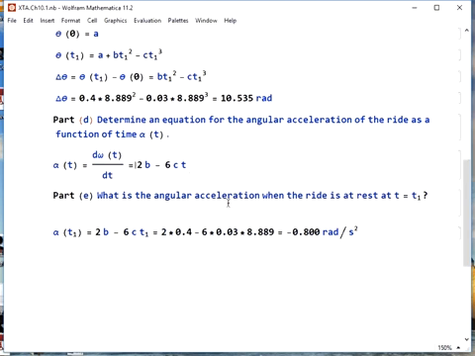Part E, what is the angular acceleration when the ride is at rest at t = t1? We just plug in the t1 we found earlier, and we get negative 0.8 radians per second squared.